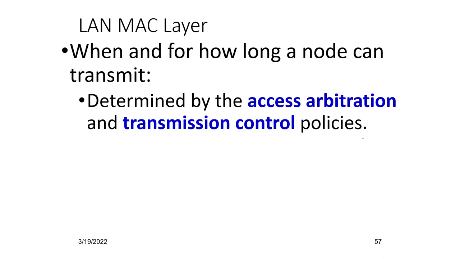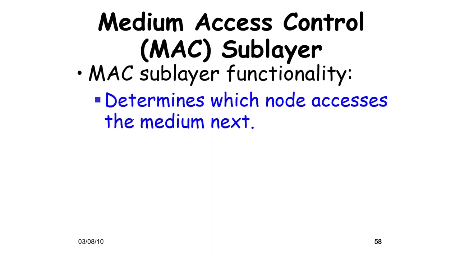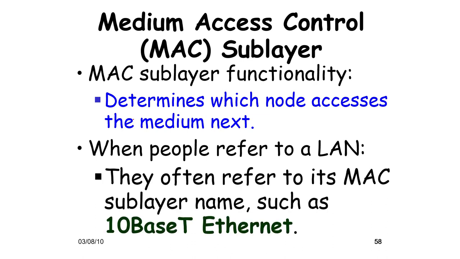The most important question is, when and for how long can a node transmit? This is determined by the access arbitration and the transmission control policies. In a sense, how do you get access to the shared channel? And once you are transmitting, for how long can you transmit? So basically getting access and transmitting. Of course, there are minor issues like error correction, framing, and so on. But those mainly fall into link controls. I'm not talking about them. These policies together form the MAC protocol. In the MAC sublayer, you need to determine which node accesses the medium next. And typically the MAC sublayer for a LAN is the Ethernet protocol. So Ethernet is a MAC protocol.